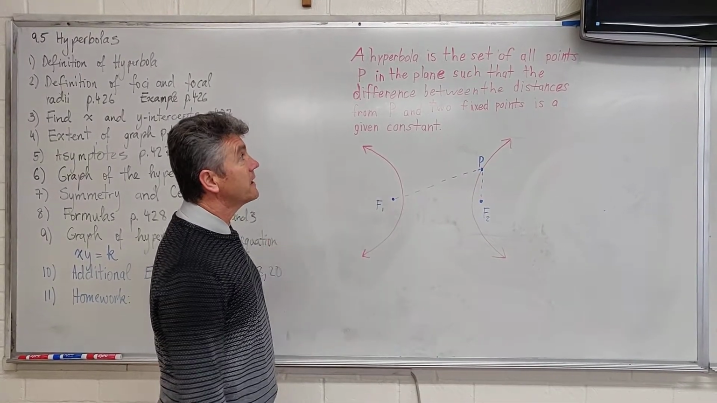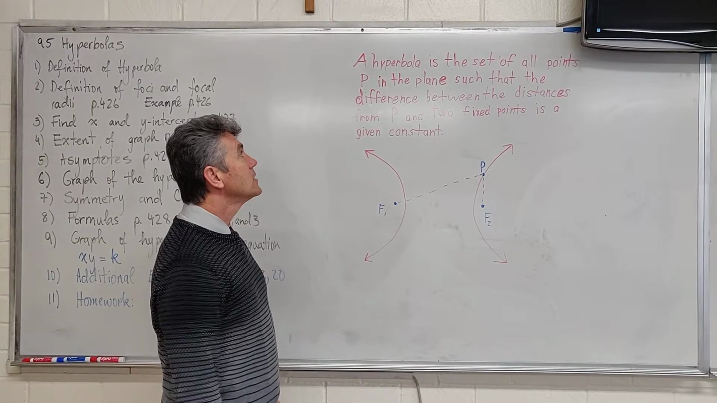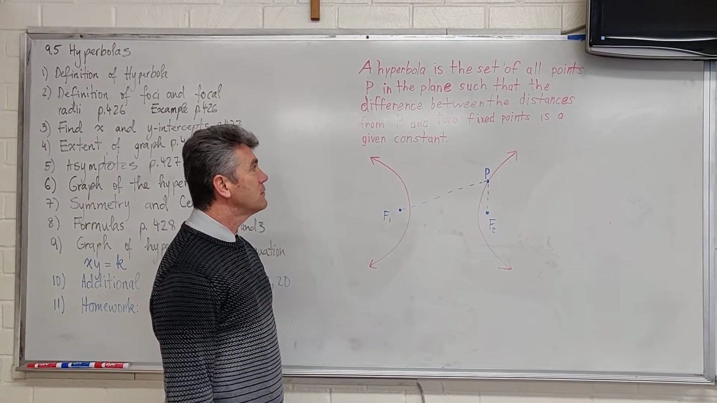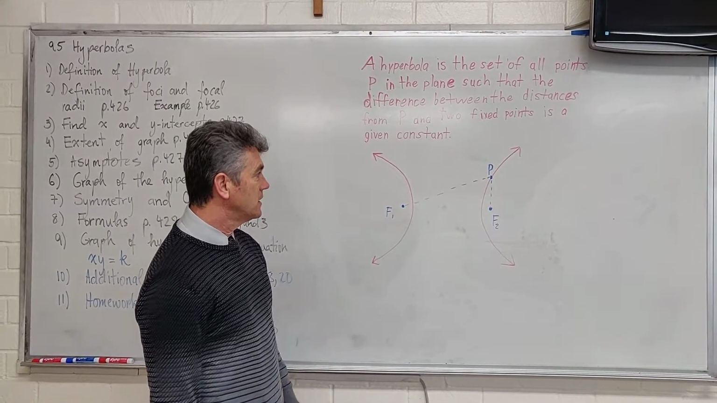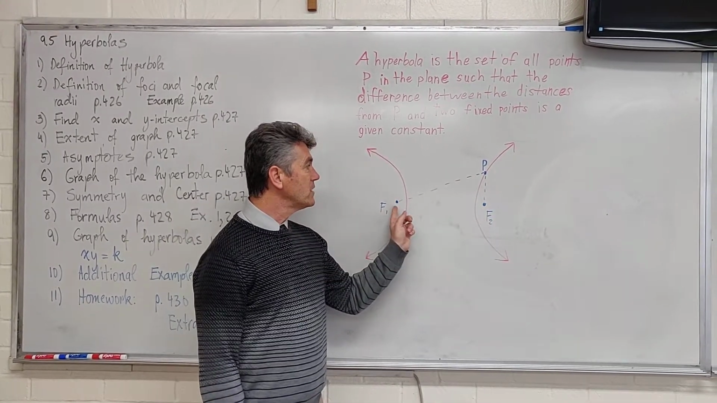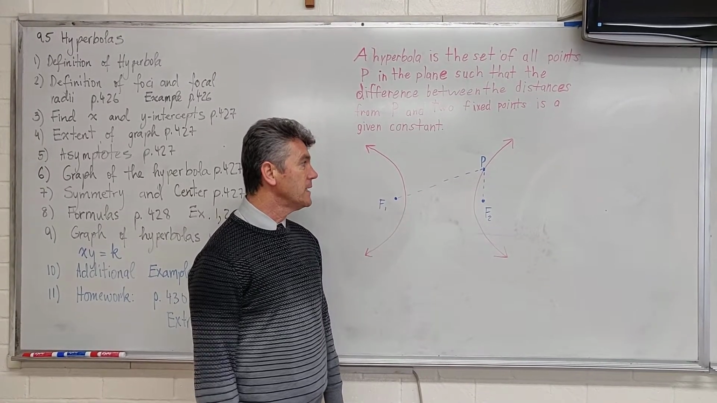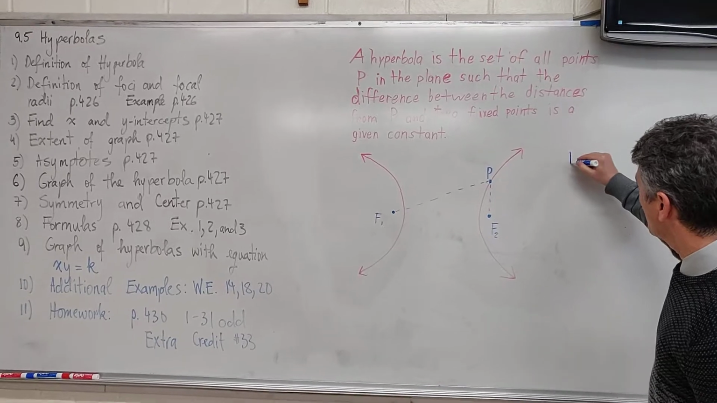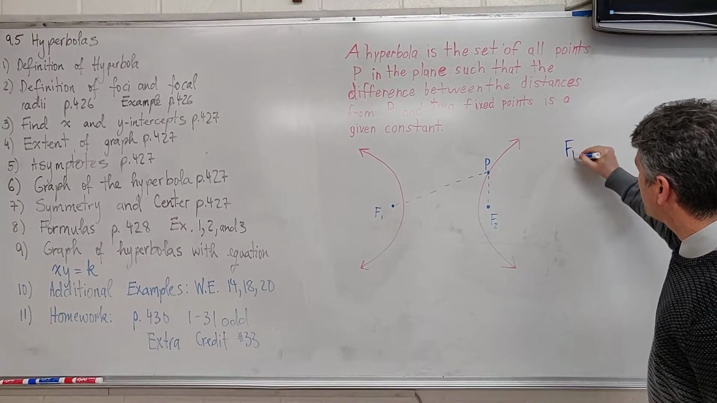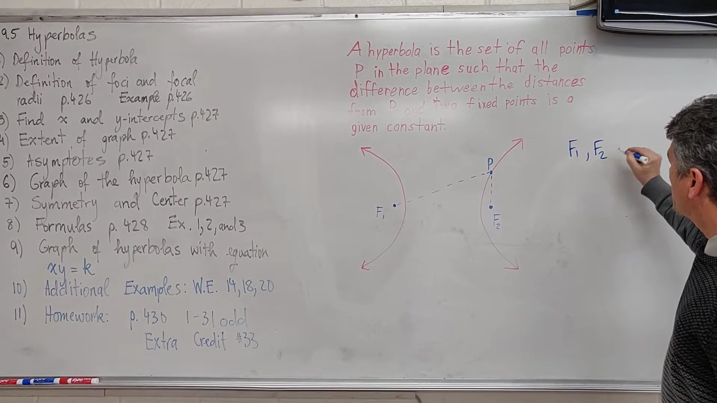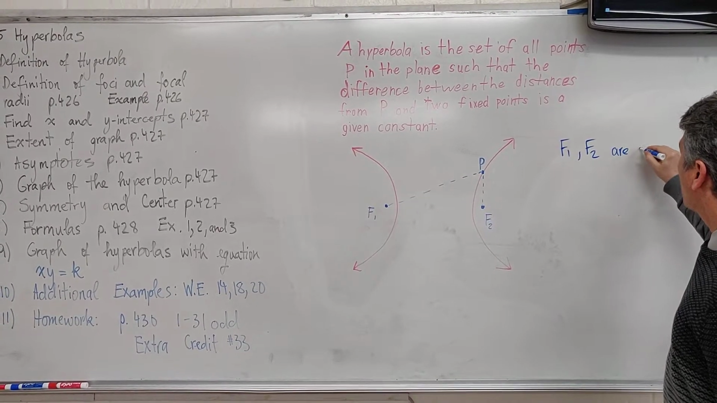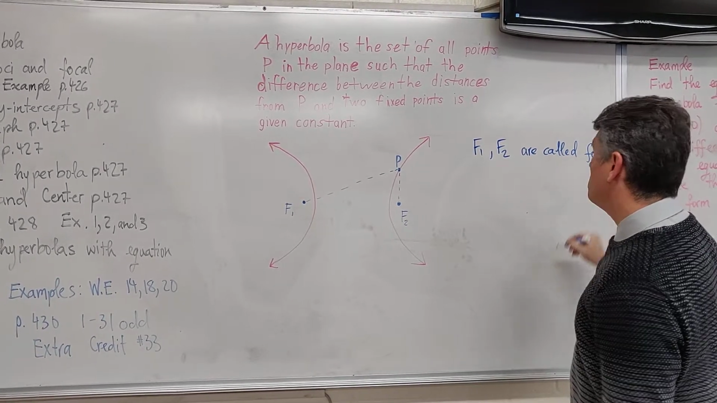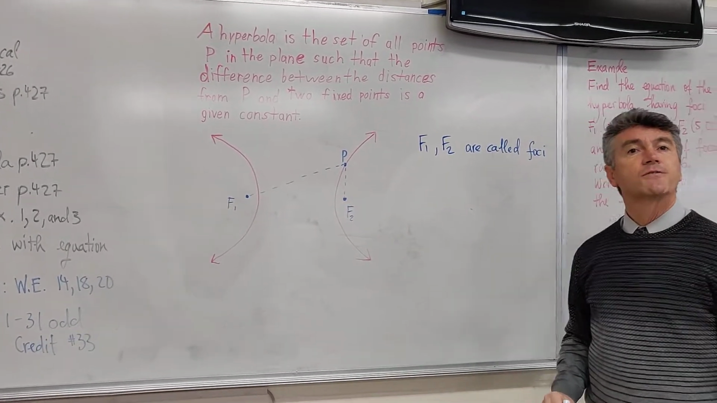A hyperbola is the set of all points in the plane such that the difference between the distances from P to two fixed points is a given constant. Those are the two fixed points. They are known as the foci. So let's write things down. F sub 1, F sub 2 are called foci. Same name as for ellipses.